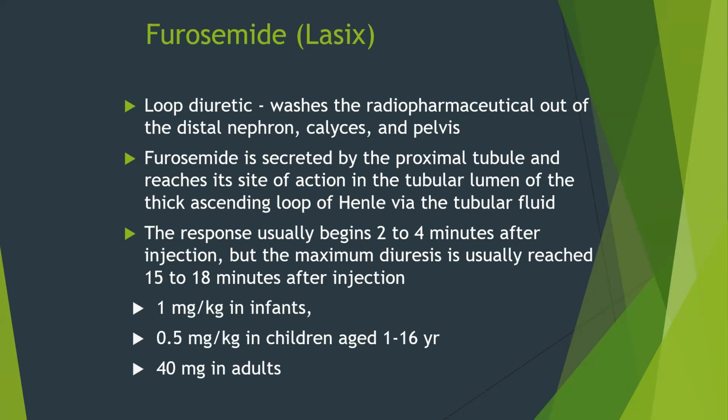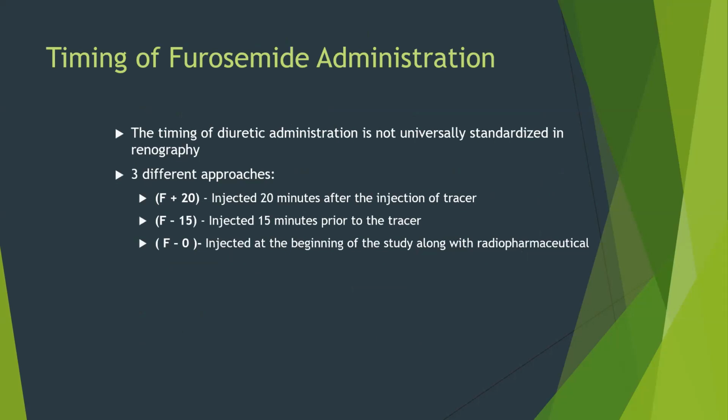The dose remains 1 mg per kg in infants, 0.5 mg per kg in children in the age group of 1 to 16 years, and 40 mg in adults. Now, the timing of Lasix administration is not universally standardized in renography, and we have 3 different approaches. It can be F+20, in which the Lasix is injected 20 minutes after the injection of tracer, F-15 when it is injected 15 minutes prior to the tracer, or F0 when it is injected at the beginning of the study along with the radiopharmaceutical.